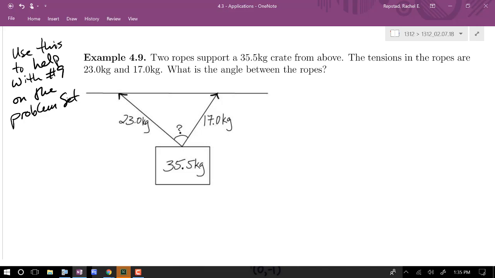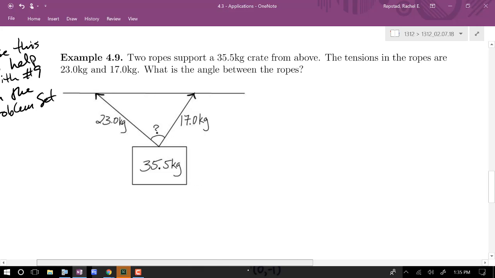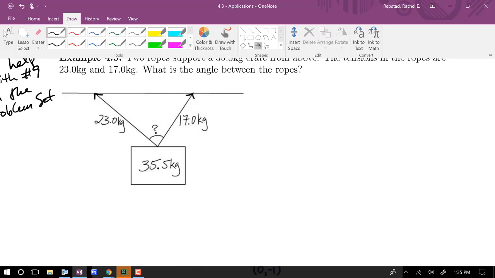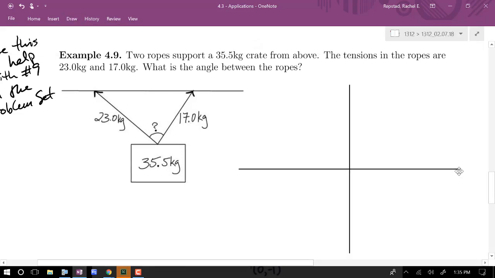Conceptually, what we need to realize is that if this crate is just hanging there, it is not moving, right? That means it is in equilibrium. And if, for example, the X components did not balance each other out completely, it would be a motion either left or right. Or if the Y components didn't balance each other out, it would be moving upward or downward. So that will help us sketch these vectors in the plane, because we know vectors begin at the origin.